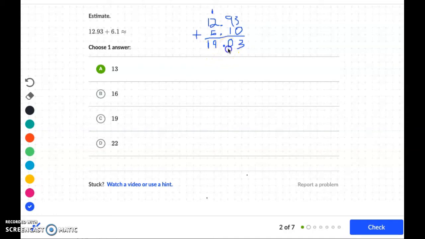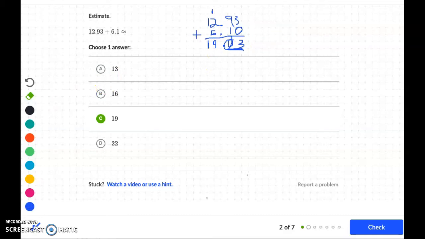So when you look after the decimal place, your 3 and your 0, well, your 0 right here is less than 5. So you would round down to 19. And 19 right here. So another way you can do it is by adding these two numbers up.